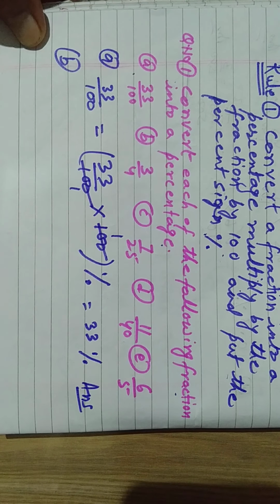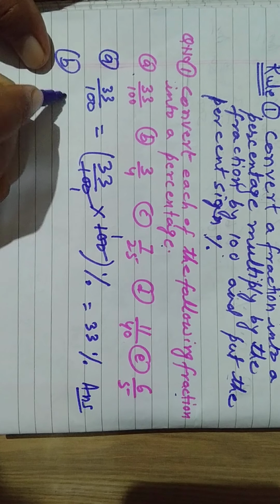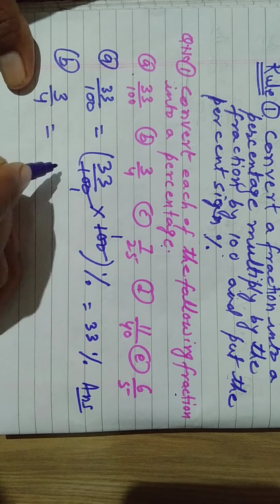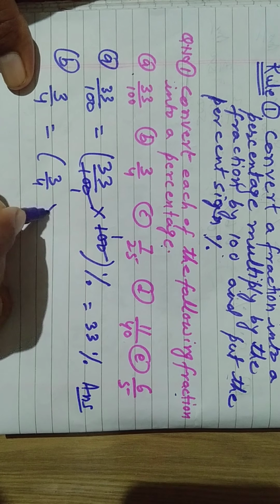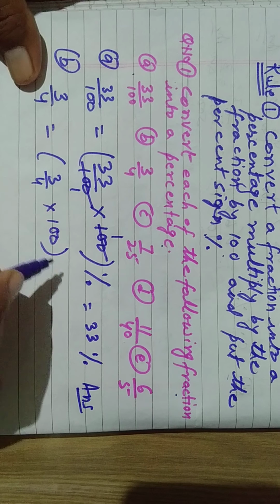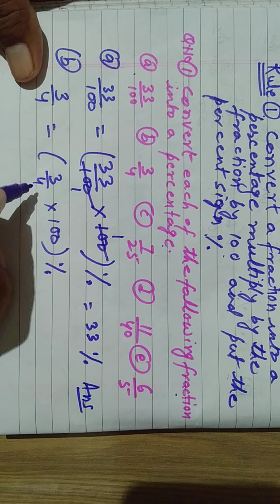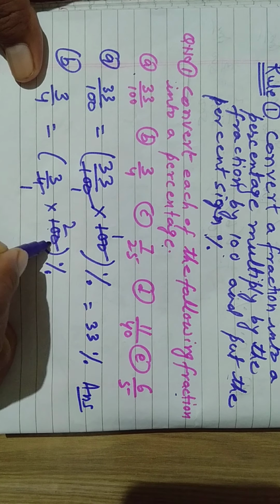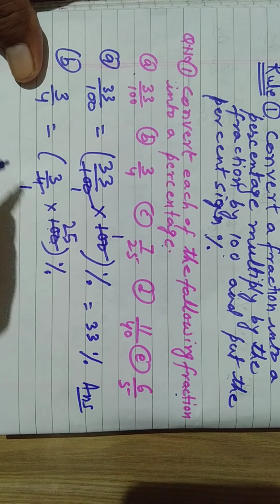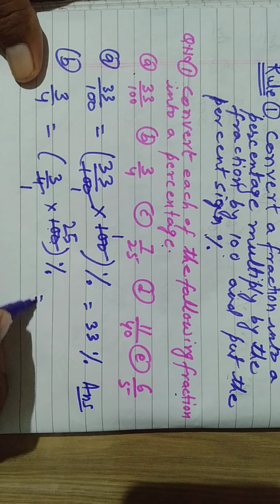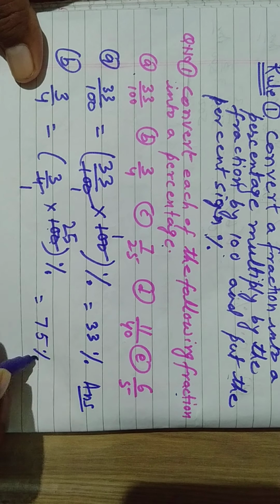B number. Same process, 3 by 4. Second question is 3 by 4. Same process we will do. Again 3 by 4 into 100 and put percentage sign. How do we cut it? See, 4 1 ja 4, 4 2 ja 8, 2 is left here, 2 0 20, 4 5 ja 20. What is left? 3 and 25. 25 3 ja 75%. This is the answer.